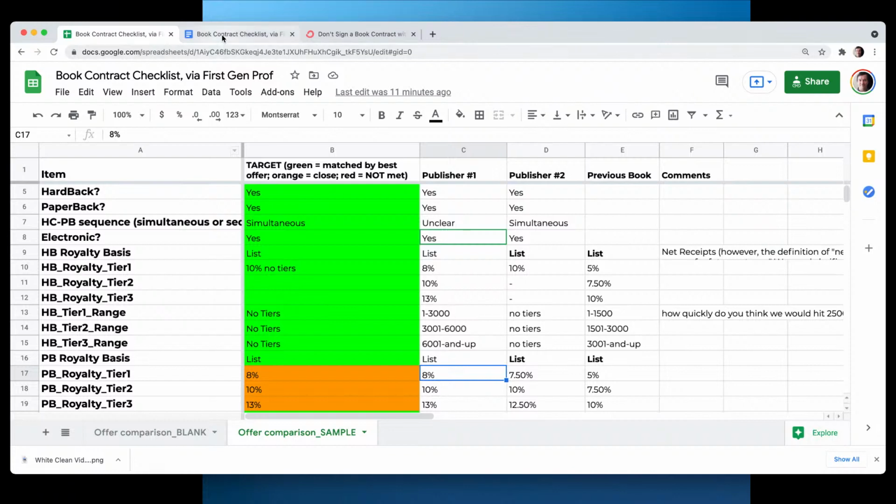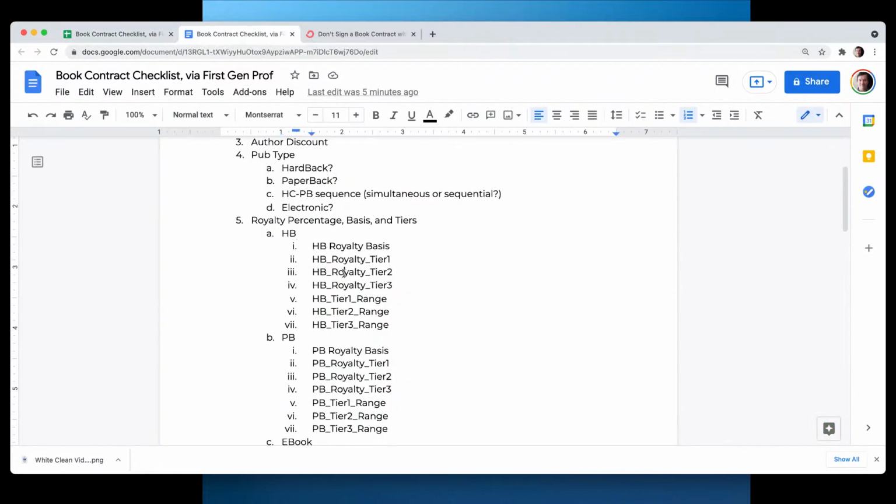So coming back to the list here, once you know if there's going to be a hardcover or also a paperback, you want to know what the royalty basis is for your hardcover and your paperback. Is it going to be on the retail price or on the post-deduction of expenses cost? Are there going to be tiers, and what are those tiers? And then what are the royalty rates inside each of those tiers? And then very importantly, what are the ranges within those? So how many copies do I have to sell to get from tier 1 to tier 2?